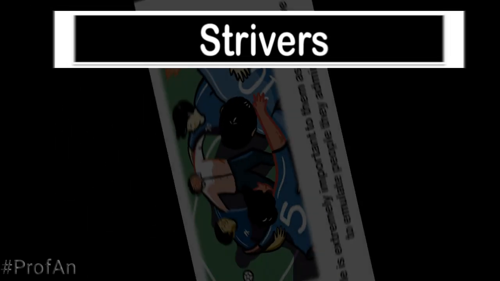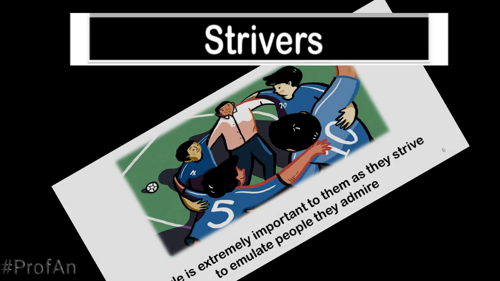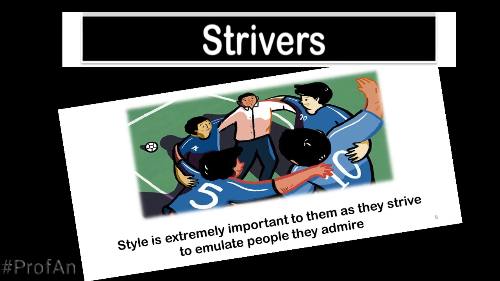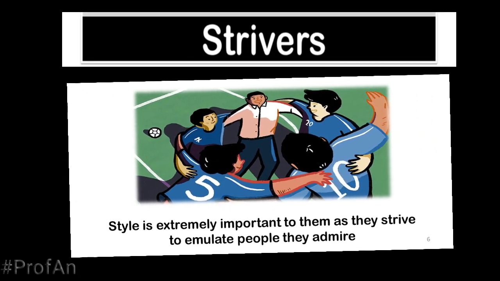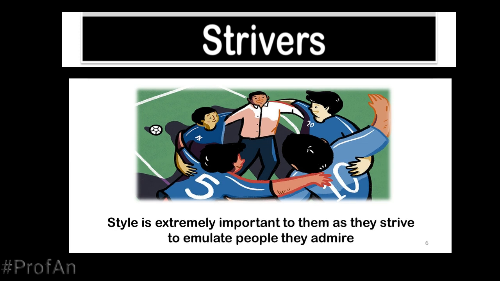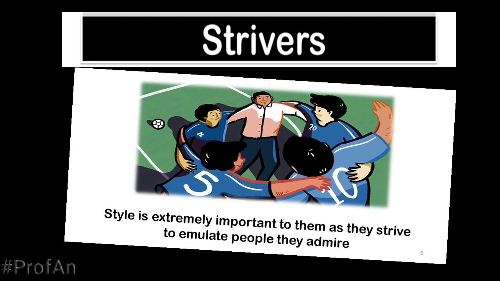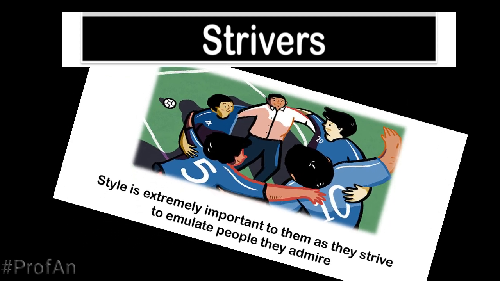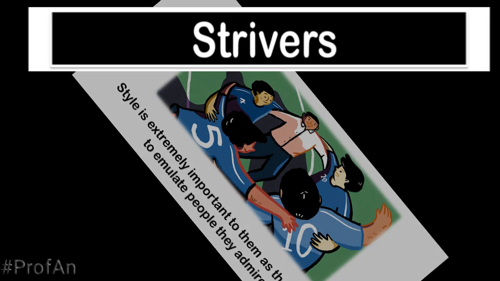Then we talk of the strivers. Now, these consumers are the low resource group of those who are motivated by achievements. They have values very similar to the achievers, but then they have fewer economic, social and psychological resources. Style is extremely important to them as they strive to emulate people they admire.